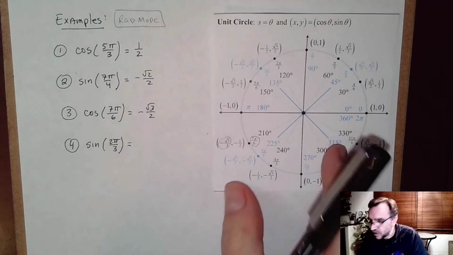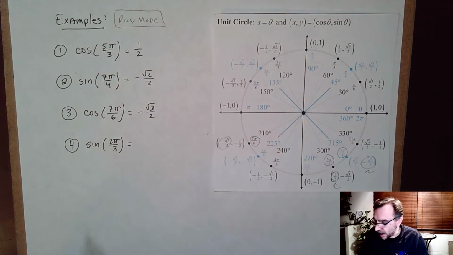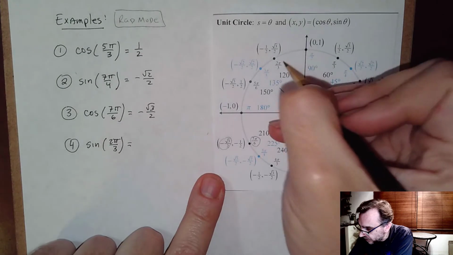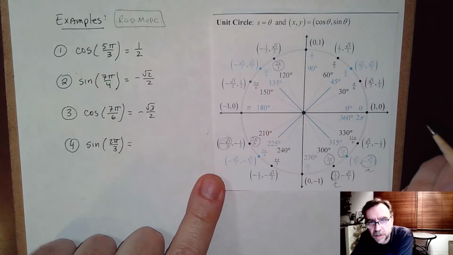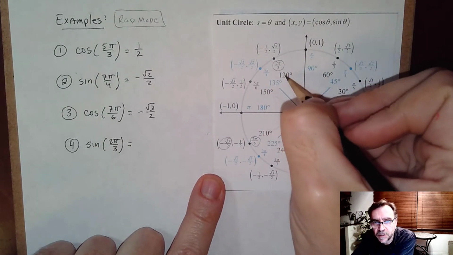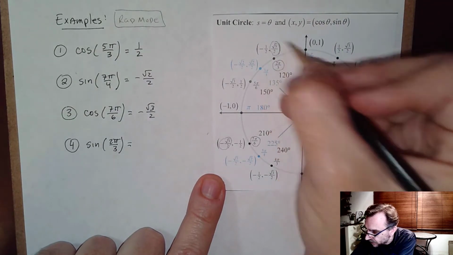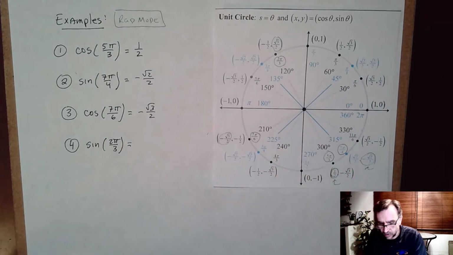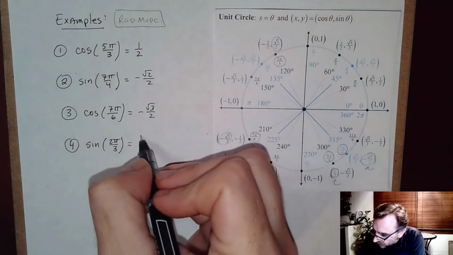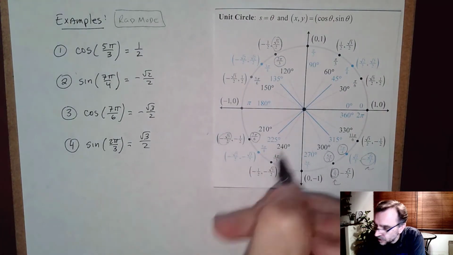And then finally, sine of 2 pi over 3. 2 pi over 3 is terminating here in quadrant 2. Right? And so that's equivalent to 120 degrees. And there we're looking for sine. Sine is a y value, so that's going to be positive root 3 over 2. And that's how you can use the unit circle diagram.